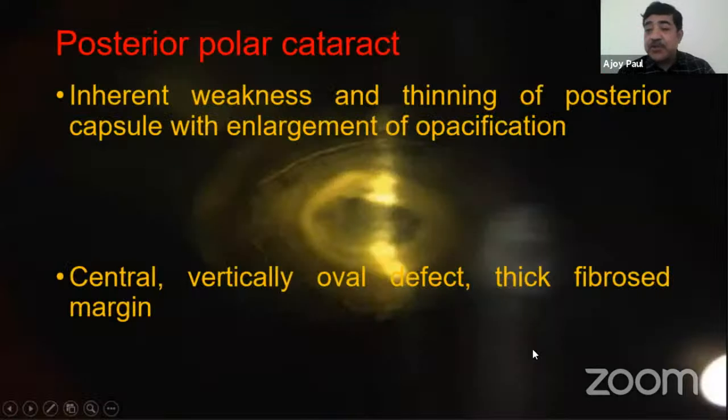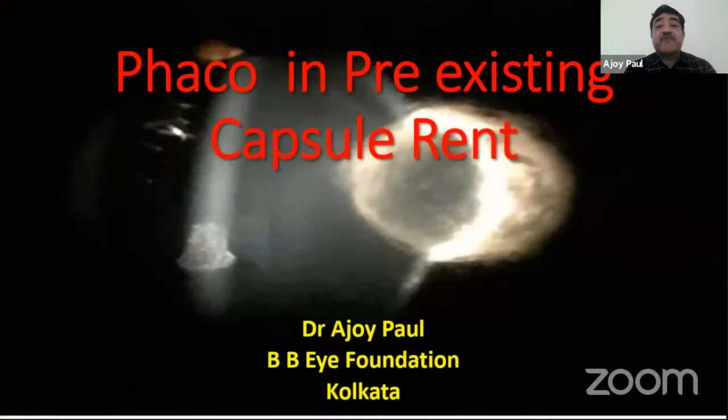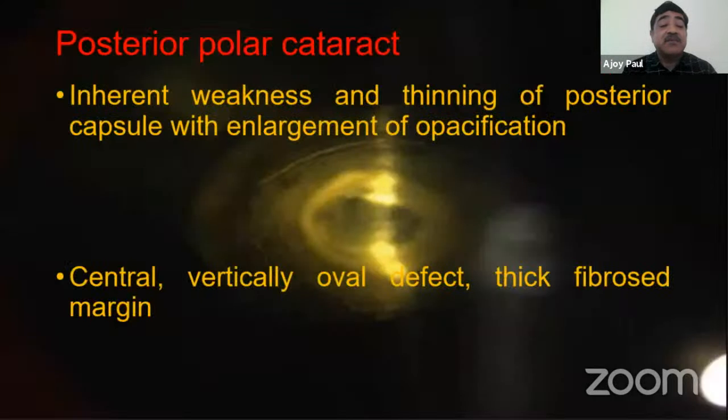Well, I'll be speaking on phaco in pre-existing capsular rents, and I think nothing more than posterior polar cataract is the thing which comes to your mind, because of the inherent weakness and thinning of the posterior capsule. Generally, they have a central vertically oval defect with a thick fibrous margin.